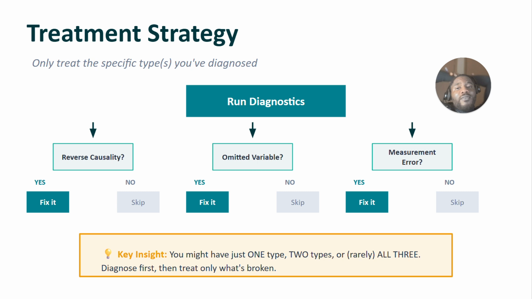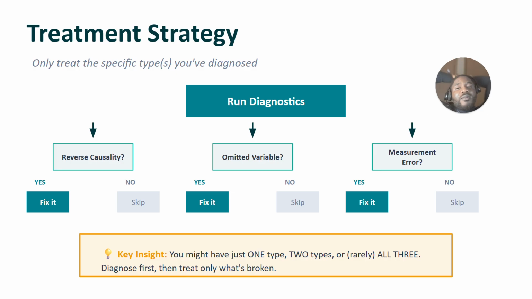Do I have reverse causality? If yes, fix it. If no, skip it and move on. Do I have omitted variable bias? If yes, fix it. If no, skip it and move on. Do I have measurement error? If yes, fix it. If no, skip it and move on.